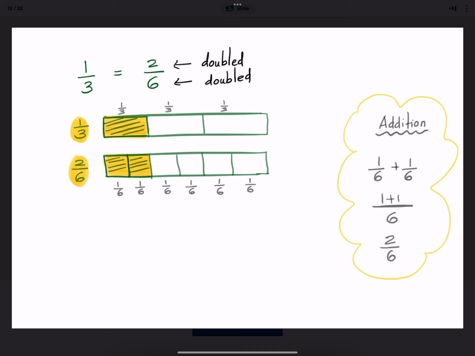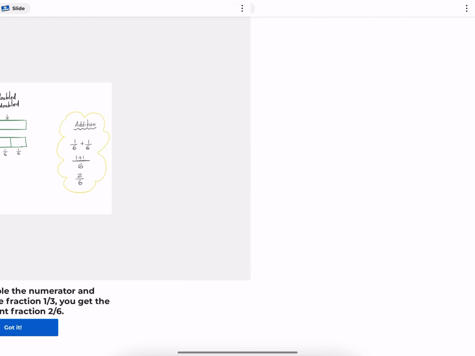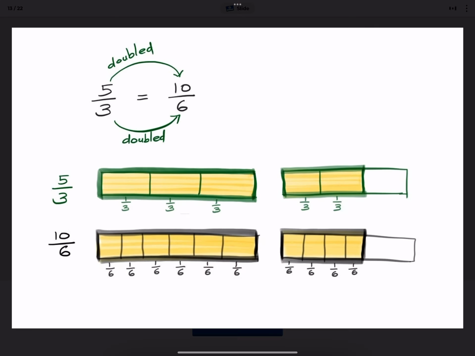When you double the numerator and denominator of the fraction 1/3, you get the equivalent fraction 2/6. When you double the numerator and denominator of the fraction 5/3, you get an equivalent fraction 10/6. 5/3 equals 10/6.